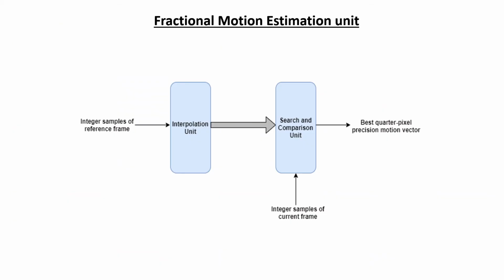So the fractional motion estimation unit in action first interpolates the integer reference frame, and then it forms new fractional blocks for comparison with the current frame. And then after matching each of the 48 new blocks with the current frame, it gives the best block and we get the motion vector.